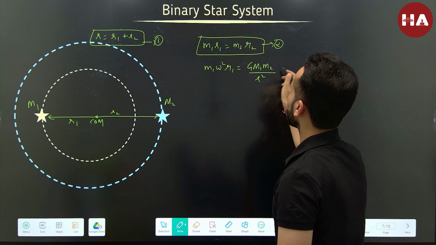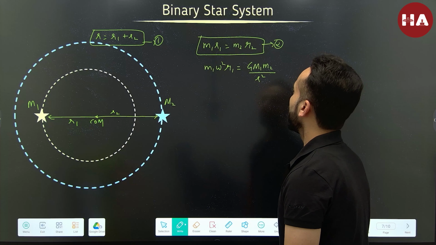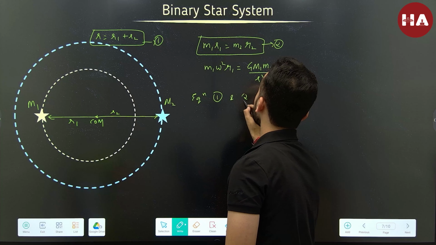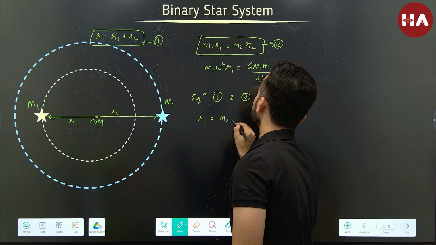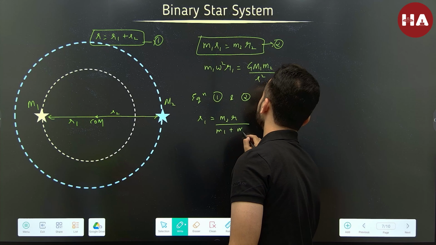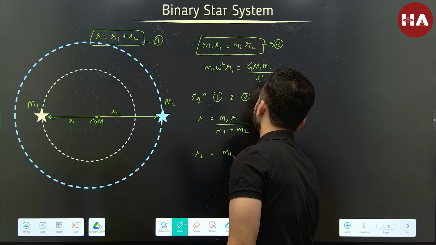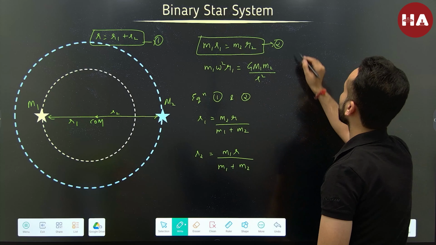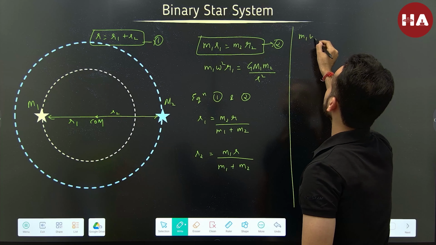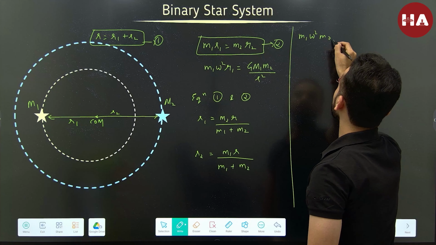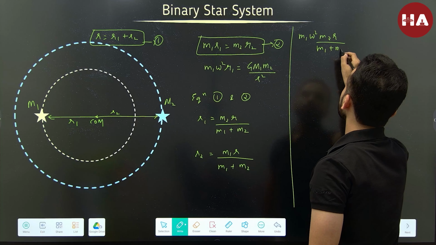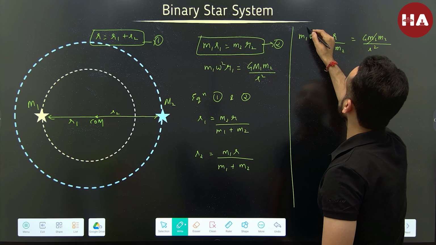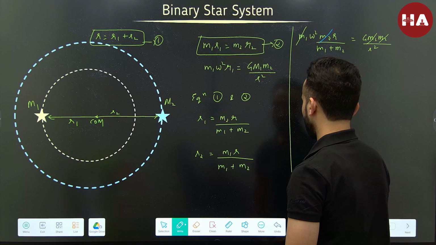So m omega square r is equal to G m1 m2 over r square. When we use equation 1 and equation 2 to get the values of r1 and r2, we will get r1 is equal to m2 r over m1 plus m2, and r2 is equal to m1 r over m1 plus m2. All right, so let's put this value of r1 in this equation. This will give me m2 r over m1 plus m2 equals G m1 m2 over r square. m1 cancels out, m2 cancels out.